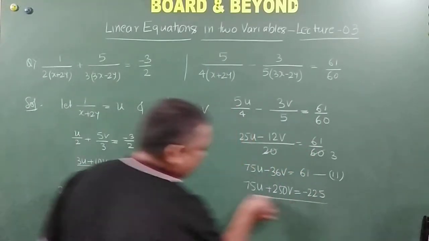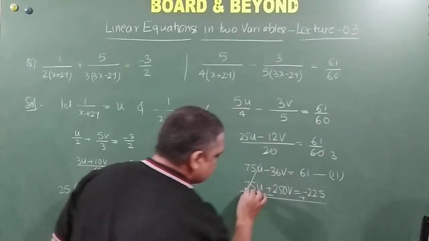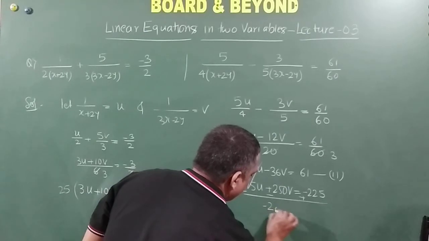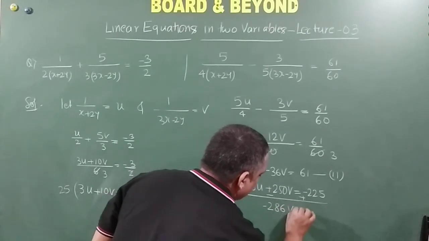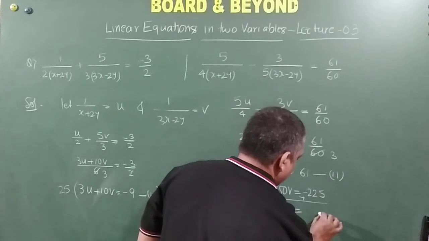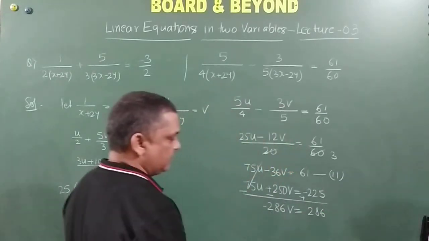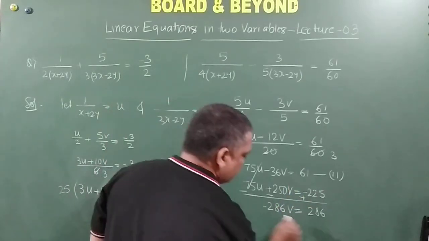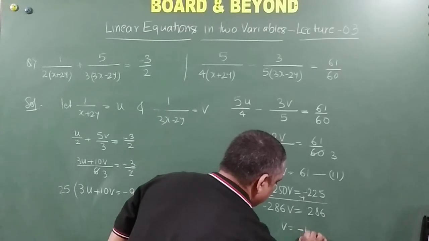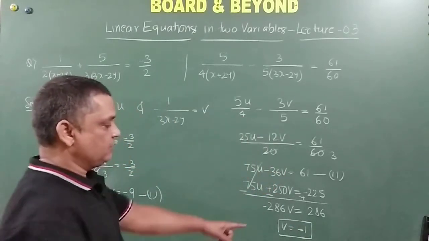So now what do we do? Now we do subtraction. So this cancels and this becomes how much, my friend? Minus 286v, and this becomes 286, with a plus sign. So v is equal to minus 1. You got it? So v is equal to minus 1.